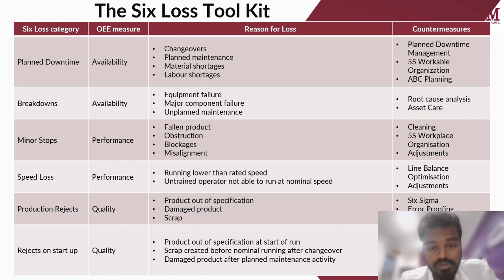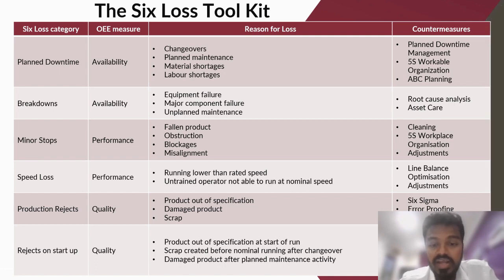And the last one will be rejects on startup. The reasons for loss are product out of specification at start of run, scrap created before nominal running after changeover, and damaged product after planned maintenance activity. And the countermeasures are planned downtime management, FIFO, workplace organization, and precision settings.